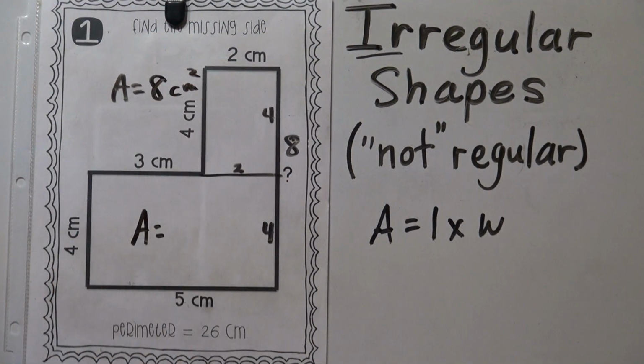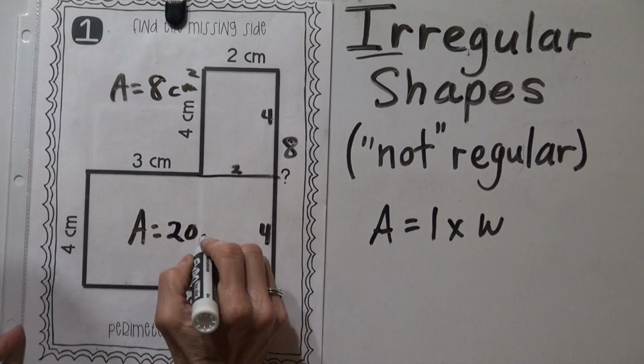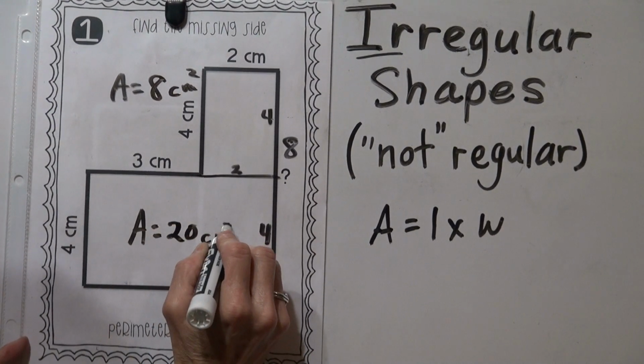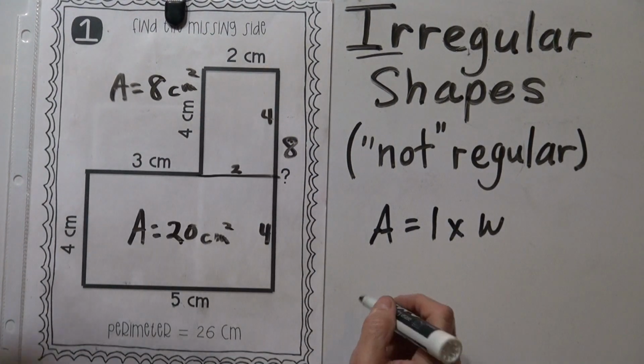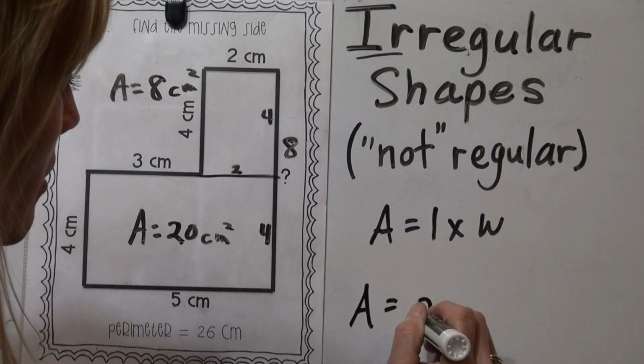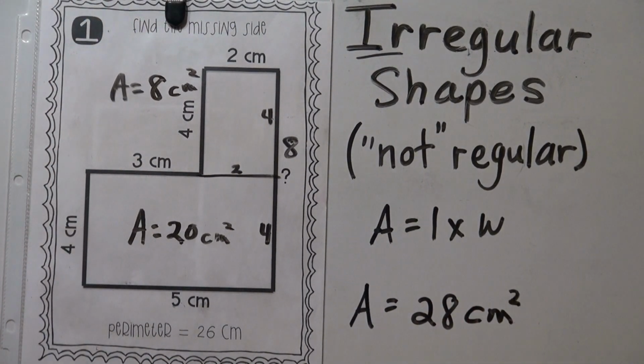And let's do the area of this one. 5 times 4 is 20 square centimeters. So if you add them together, 20 plus 8 would be 28 square centimeters. And boom, you're done.